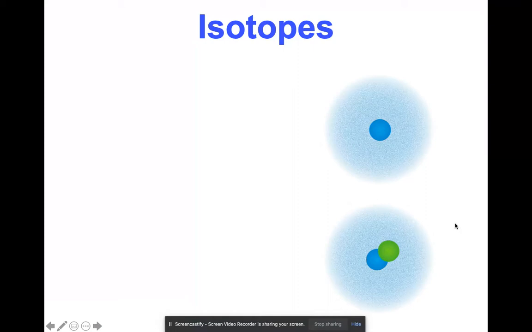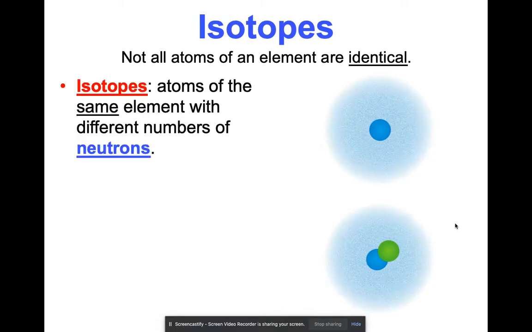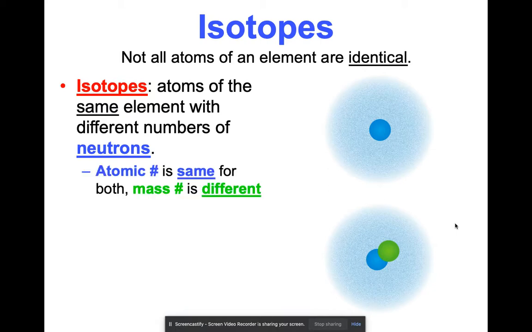All right, so isotopes are really interesting in that not all of the atoms of an element are identical. This is where isotopes come in. Isotopes are atoms of the same element with different numbers of neutrons. That's very important to remember, that distinction. So the atomic number is the same. That does not change because the number of protons never changes. But the mass number will be different because now our number of neutrons is different.